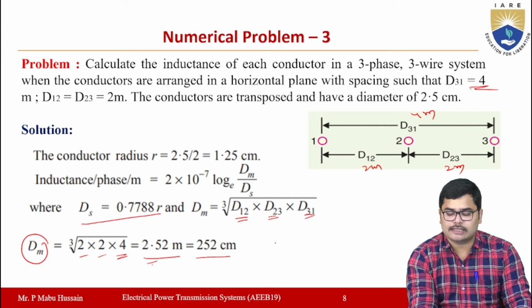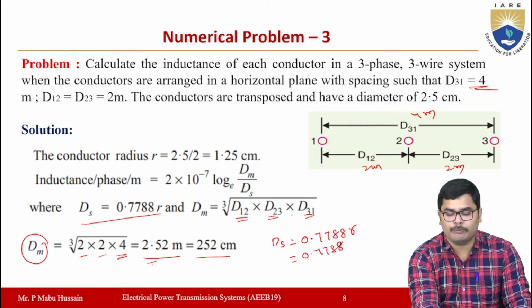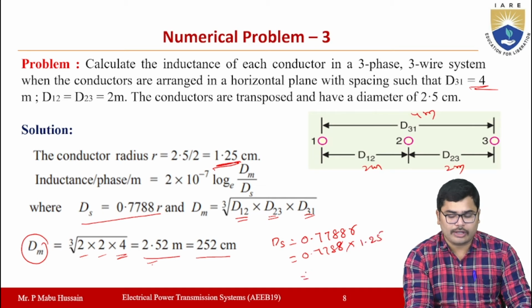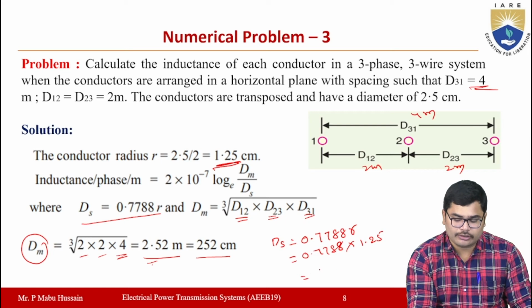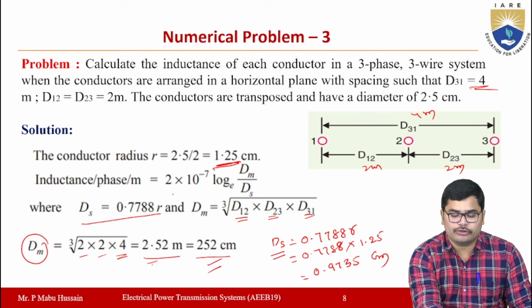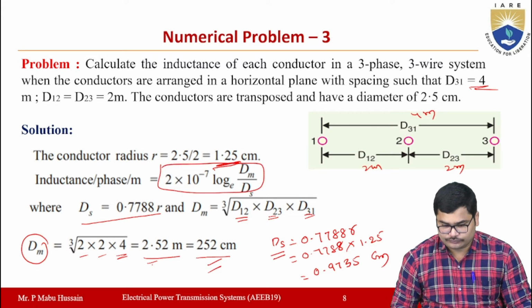Then the value of Ds you can calculate using the expression 0.7788 times r. Here the value of r is 1.25 centimeters. So you substitute 0.7788 into 1.25. Now you calculate this value: 0.7788 multiplied by 1.25, and you get 0.9735 centimeters. Okay, now you have the Ds value as well as the Dm value. You substitute them in this expression to calculate the inductance per phase per meter length.